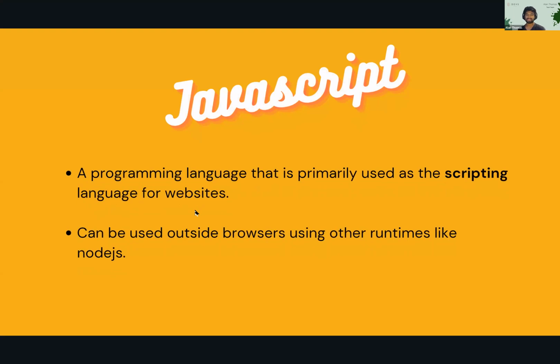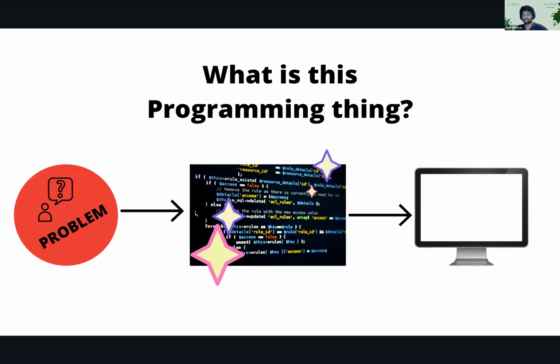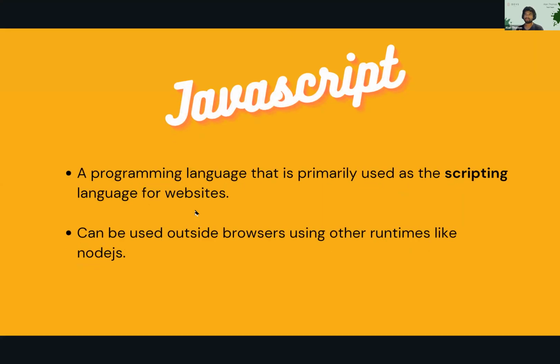JavaScript is a programming language. It is primarily used for scripting functionality for websites. For instance, this website that I'm currently on is called Canva. And just like every other website, it uses JavaScript under the hood to do certain functionality. For instance, if I click the back button, it goes to the previous slide. If I press the forward button, it goes to the next slide. All of that is done by JavaScript behind the hood.